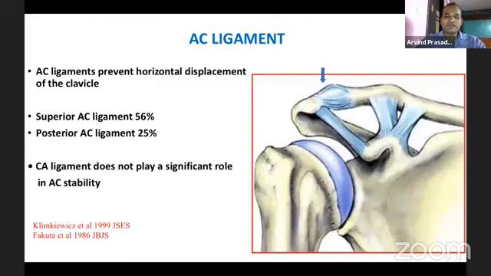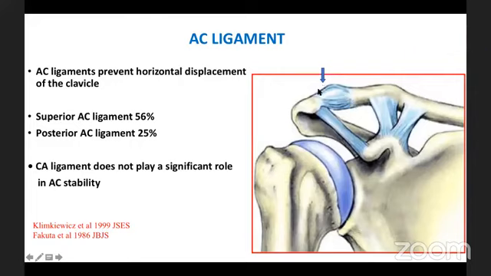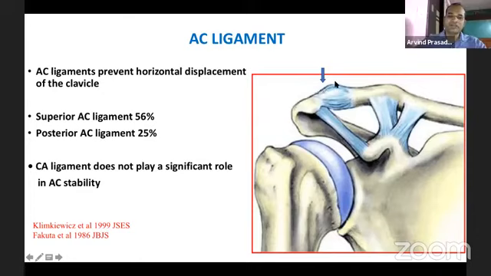About the ligaments, the first is the AC ligament. The AC ligament prevents the horizontal displacement of the clavicle in the anterior and posterior direction. The main constraint is provided by the superior AC ligament, followed by the posterior AC ligament. And there is an acromial ligament also around this joint, but it usually doesn't play any significant role in AC joint stability.